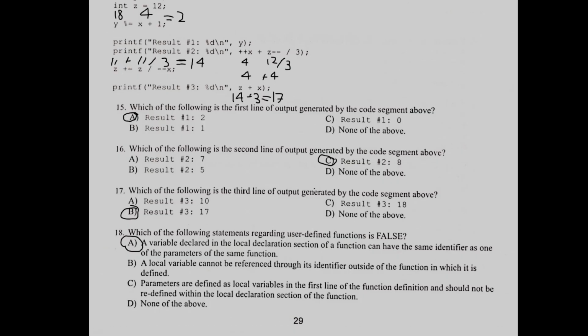Now going through the other options to explain why they're true. B, a local variable cannot be referenced through its identifier outside of the function in which it is defined. That's true. It's local. It cannot be accessed from outside of the function. C, parameters are defined as local variables in the first line of the function definition and should not be redefined within the local declaration section of the function. That's also true. When you define a local variable in the function call, it is set up for use within the function, and so you do not redefine it. So that is also true. And D is not an option, so the answer again is A.